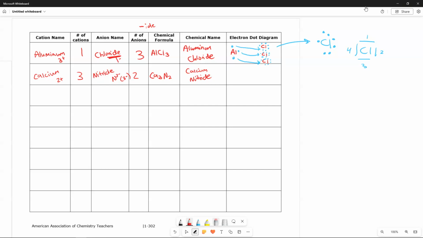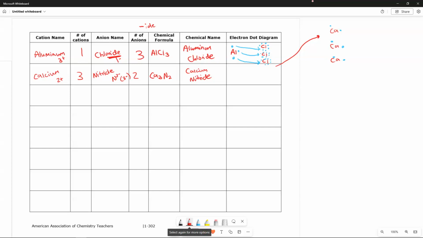And let's actually erase this top part because I want space. Alrighty, so we have here, we're going to have 3 of the calciums, each with 2 valences. I'll draw the valences here. 1, 2, 1, 2, 1, 2.